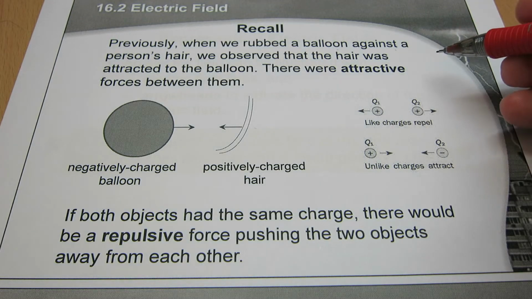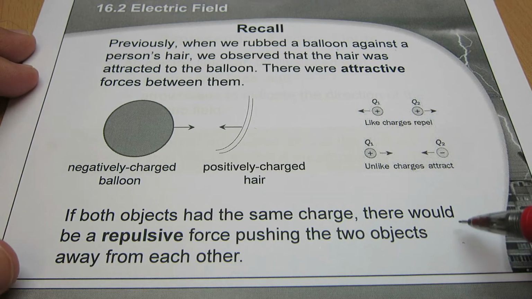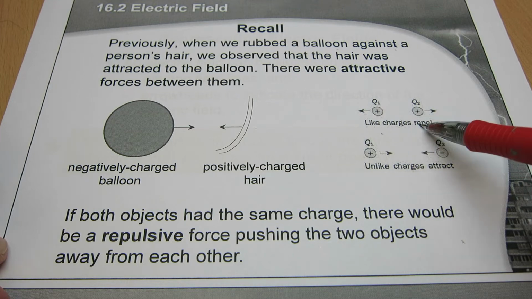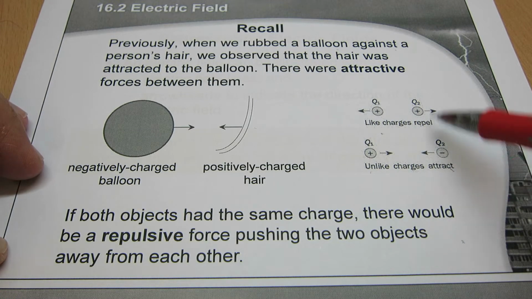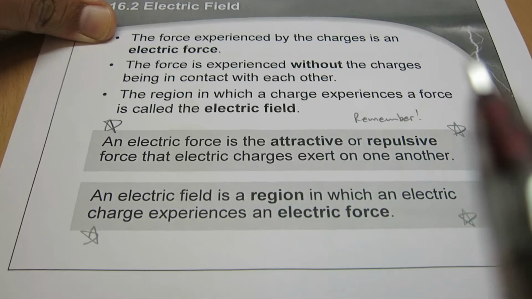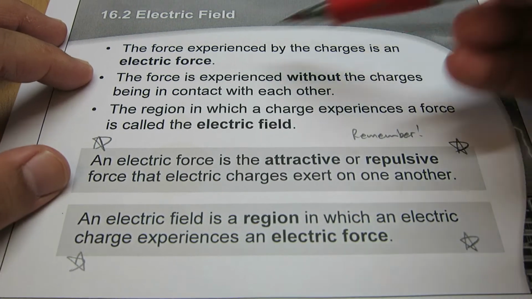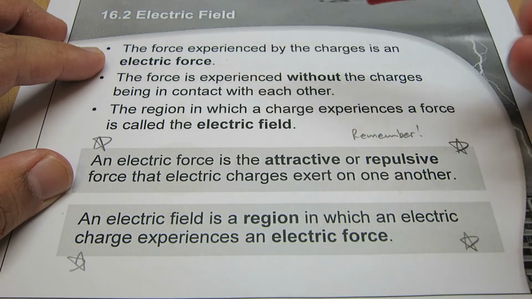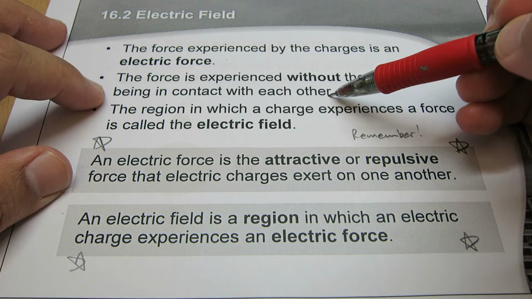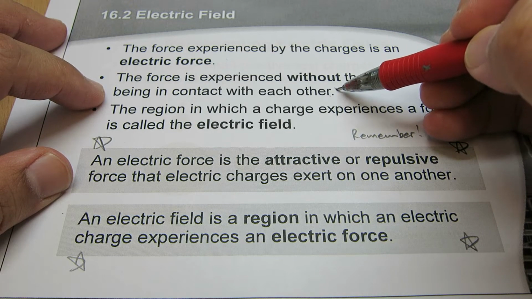Alright, so the main point is that there will be forces felt. Like charges will repel and unlike charges will attract. And this force forms the basis of electric fields. The force experienced between charges is called an electric force. They don't have to be in contact, they are non-contact forces. You learn this in chapter 2 or chapter 3 on Newton's laws about forces.